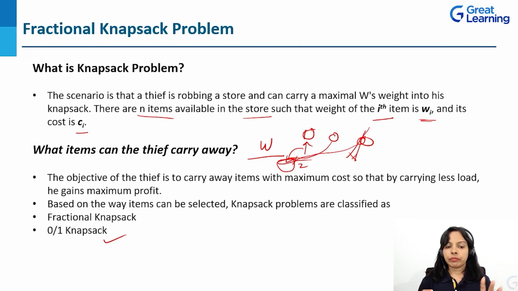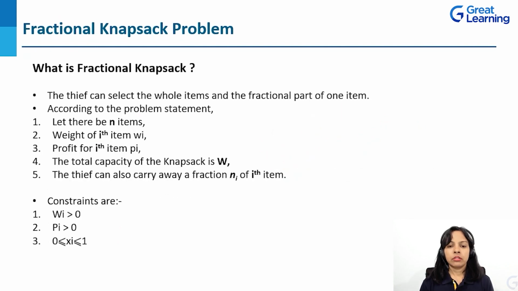Okay, so in 0-1 knapsack, either the item is selected or not. Either it's true or false. Getting it? So 0 or 1. In fractional knapsack, even the pieces of that element can be selected if the full item cannot be selected. Okay, so this is your fractional. Now, let us understand fractional knapsack in more detail. The thief can select the whole items and the fractional part of one item.